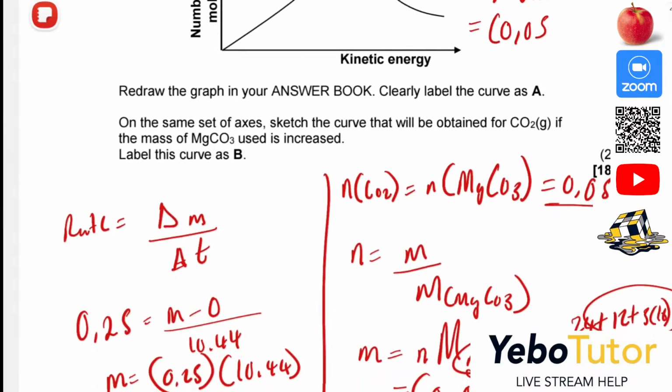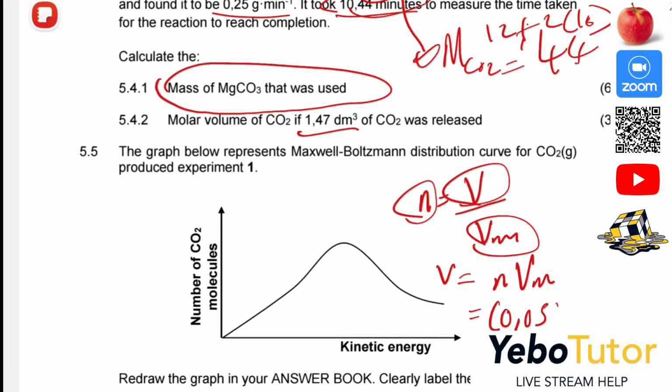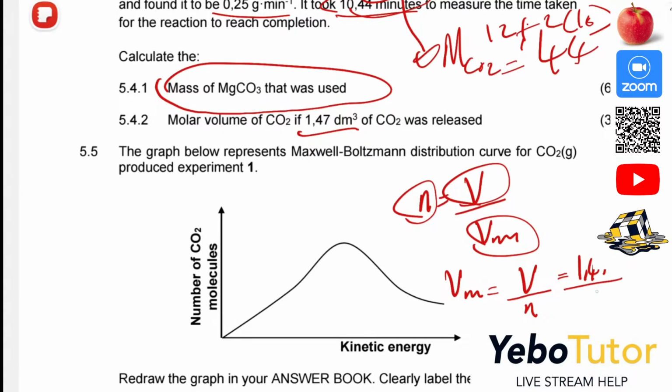We have calculated it. Where is it? 0.0593 multiplied by that. Wait, are they multiplying each other? No. So that will be that Vm. We are calculating Vm. So we have already been given V. So Vm will be equal to V over N, which is equal to that 1,47 divided by 0.0593. Oh my word, please don't forget this equation, guys.